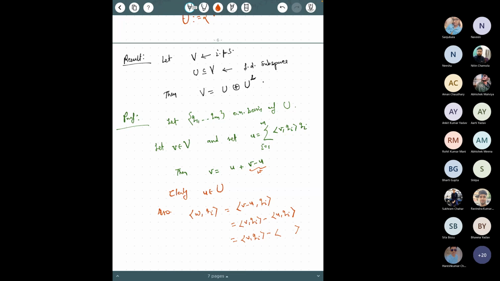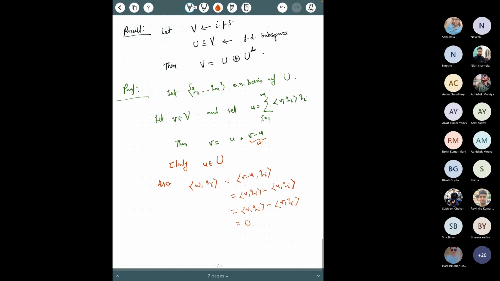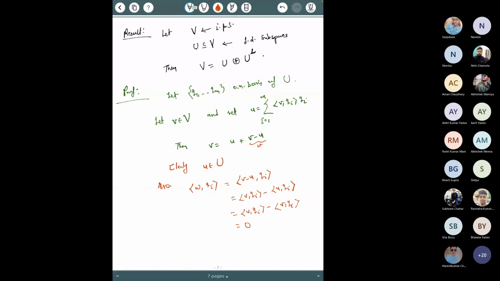It's just V Qi. Just use the fact that Q1 to Qn, they are orthonormal. So it would be V Qi, and therefore it is 0. So you can see that this W is orthogonal to each of these Qi, and therefore W is orthogonal to its span, but its span is actually U. So W is orthogonal to U, and therefore you can say that this implies that W is in the orthogonal complement of U.